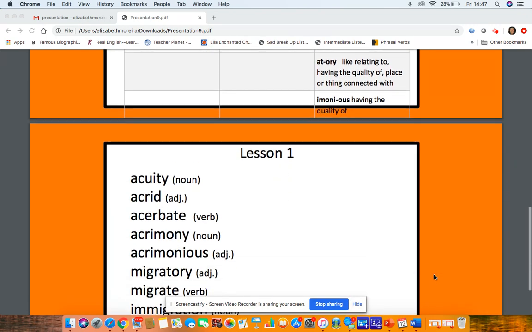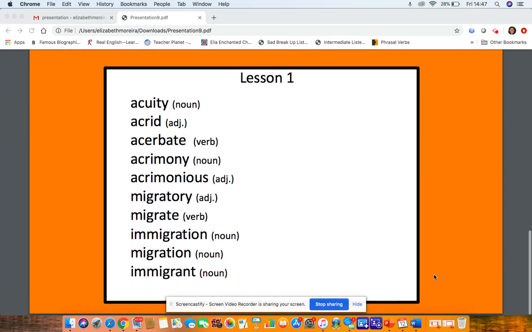Let's take a look at the list of words in this lesson. The first one is acuity, which is a noun, and it has to do with sharpness or smartness or keenness. For example, if you always get top grades in math, then you have an acuity for numbers.